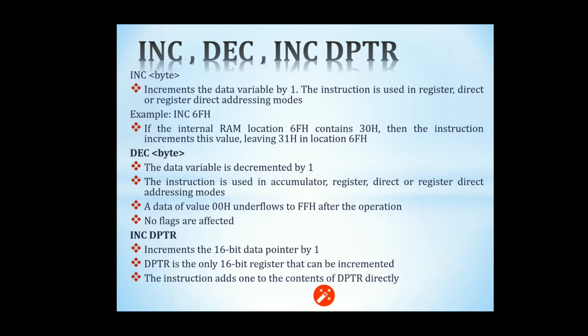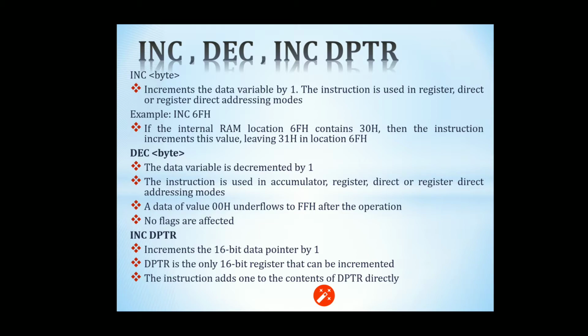Next instruction is increment byte. This instruction increments the data variable by 1. The instruction is used in register or direct addressing mode. For example, INC 6FH. If the internal RAM location 6FH contains 30H, then the instruction increments this value, leaving 31H in location 6FH.